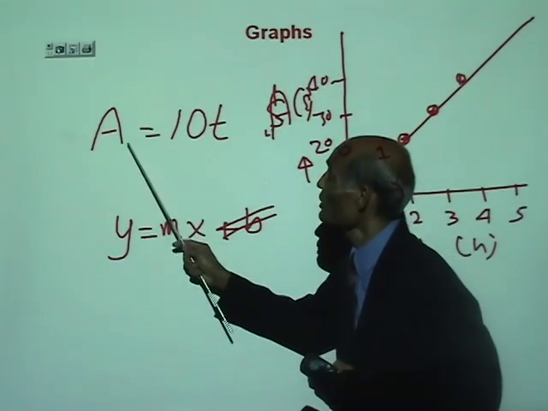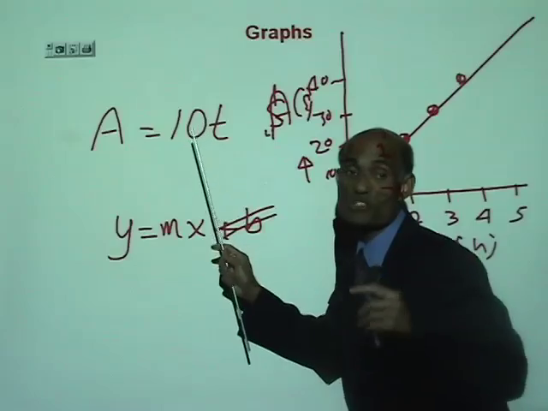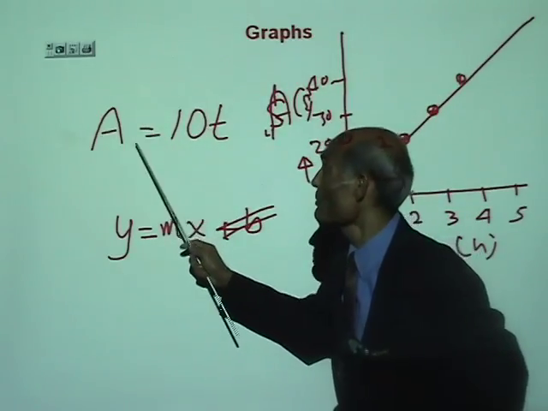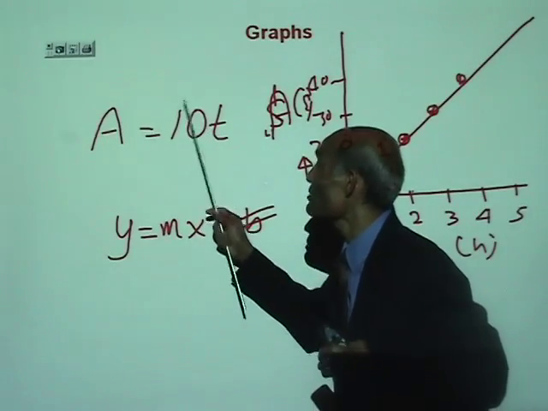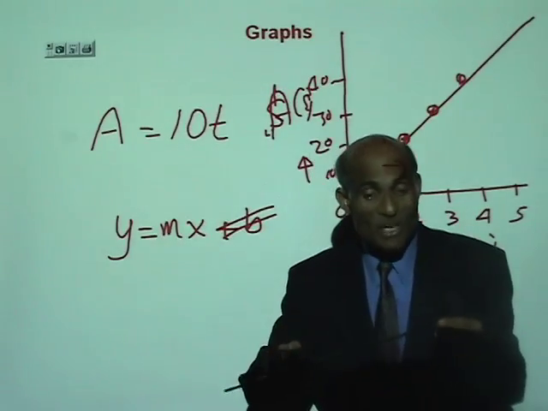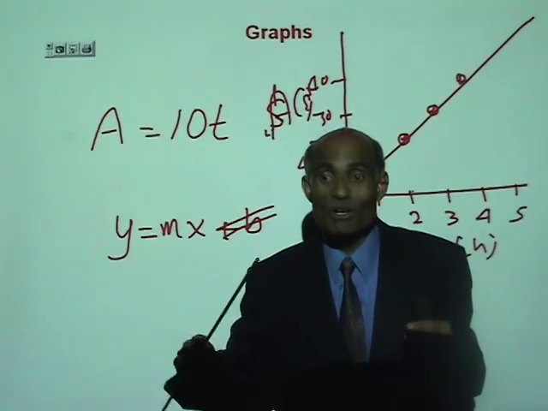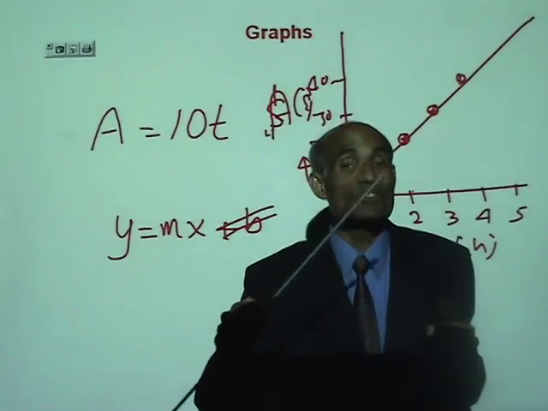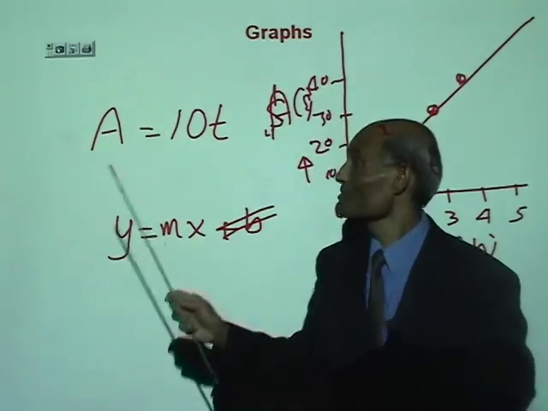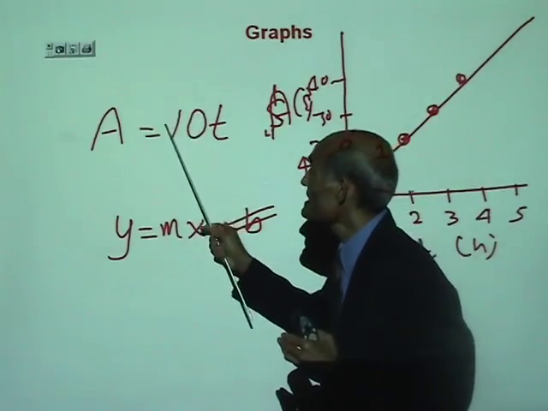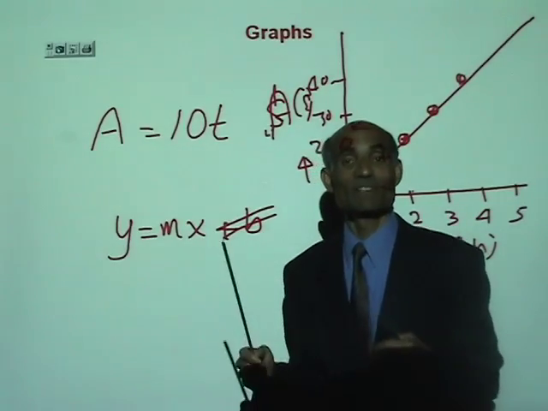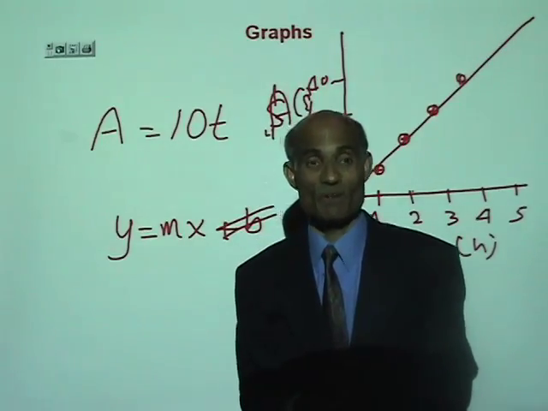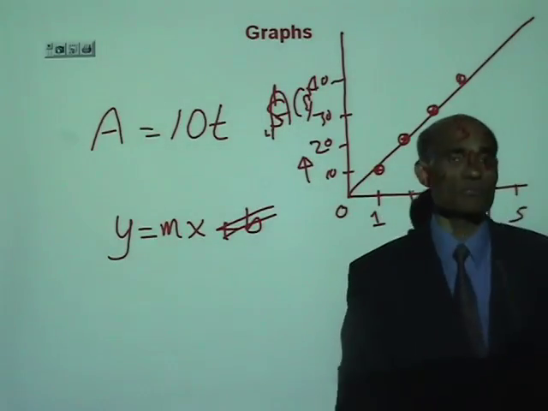Now, look at this equation. The amount of money changes every hour. You put in 1 more hour, the amount of money will change by $10. Is that right? Every time you work 1 more hour, the amount of money you earn increases by $10. That is called the rate of change. So, for this equation, 10 is the slope. Slope is a measure of the rate of change.